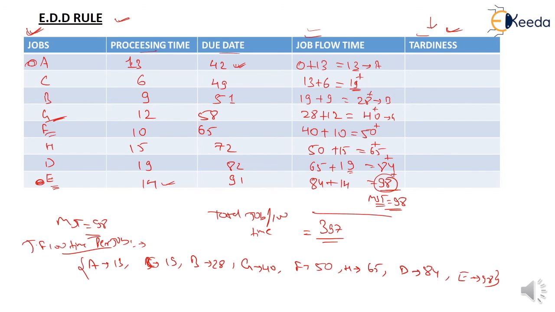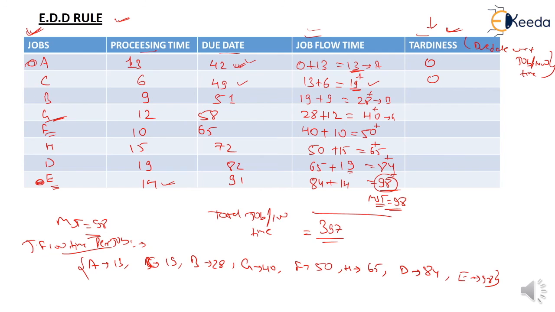In the tardiness we compare the due date with respect to job flow time. Okay students, job flow time. For job A, the job flow time is 13. After 13 minutes job A is completed, but the due date is 14. So before the due date our job is completed, so tardiness is 0. For job C, the job flow time is 19 and the due date is 49. Before the due date our job is completed, so tardiness is 0.